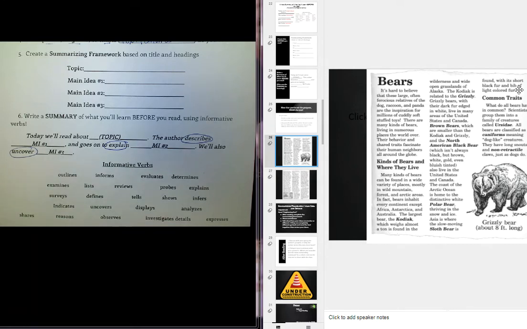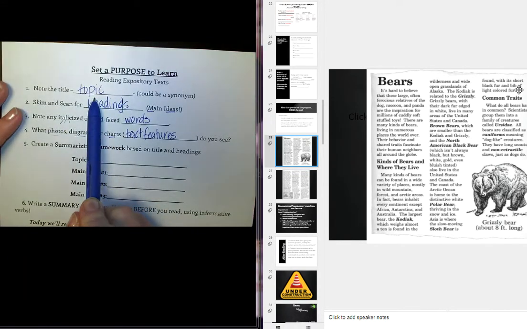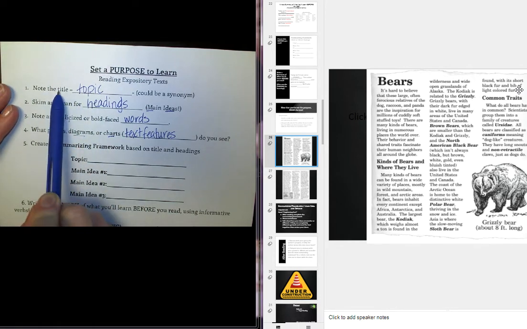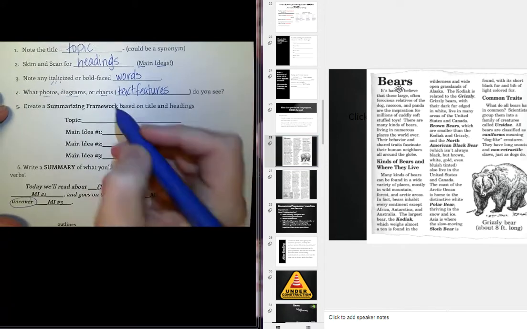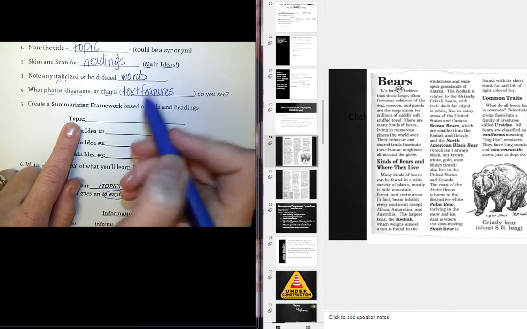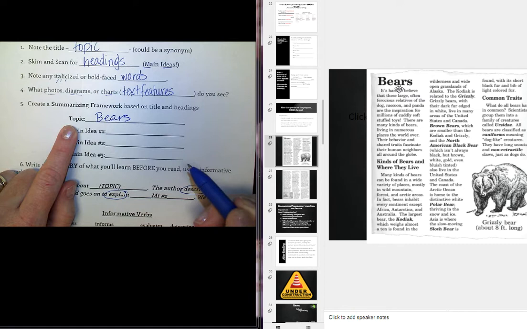Okay, so here's the piece that we're going to look at first. We're going to look at the topic, and look at the title. It's the topic. So if I'm looking at my topic right here, my title, it's bears. So that's what I'm going to put in my summarizing framework, bears. That's what I'm going to read about. That's my topic, very specific.